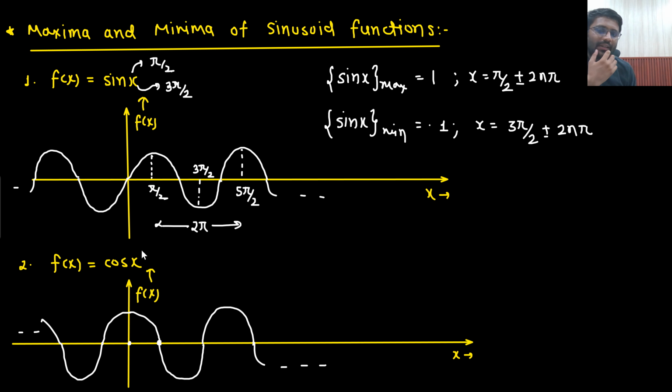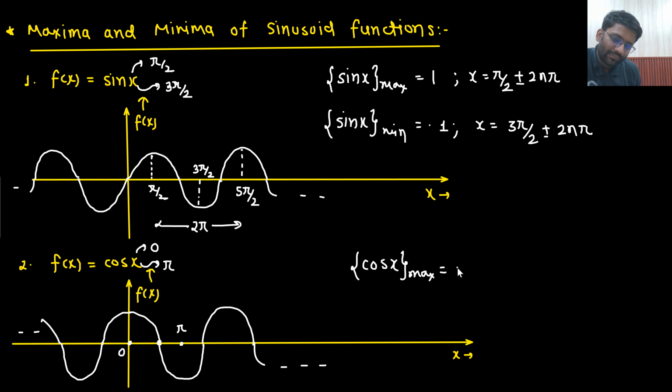What about the cosinusoid? This value should be either 0 for maximum, and for minimum it should be pi, because this value is cos 0 and this value is cos pi, right? Cos x will have the maximum value of 1 at x equals 0, and cos x will have the minimum value of minus 1 when x is 2n pi.